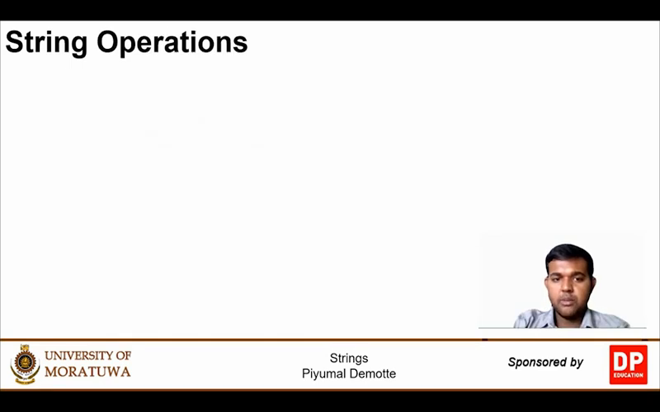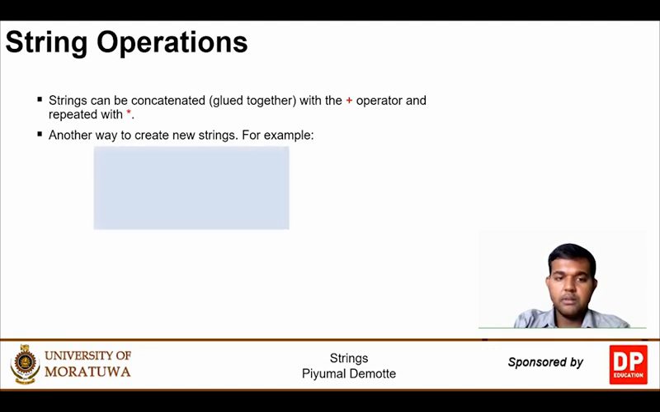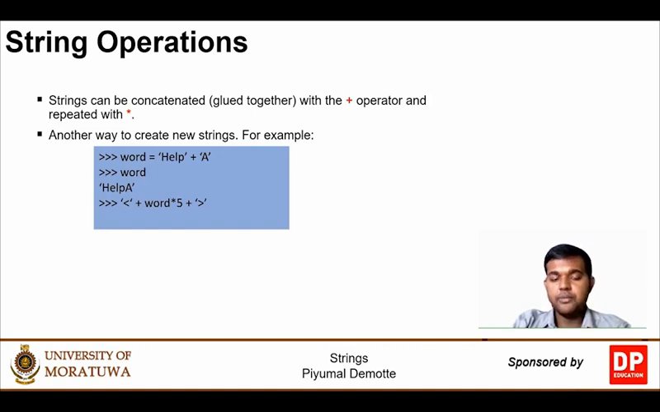When we consider string operations, concatenation and repetition can be done with the plus and asterisk symbols. If we want to concatenate two string literals and create a new string, we can place the plus symbol between the two string literals. To repeat a string a certain number of times and create a new string, you can use the asterisk sign followed by the number of times you intend to repeat that string.